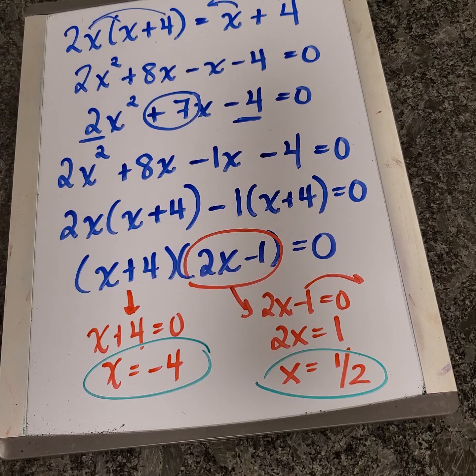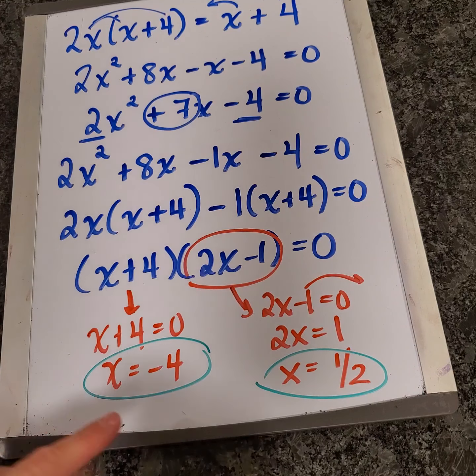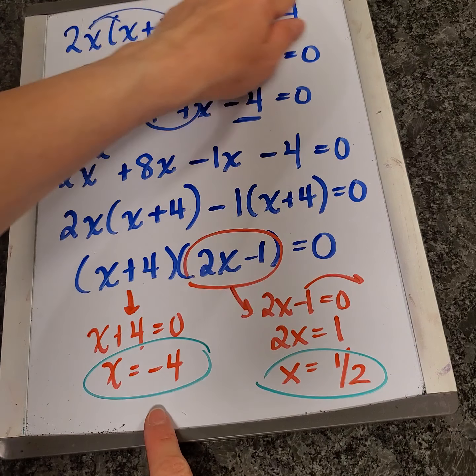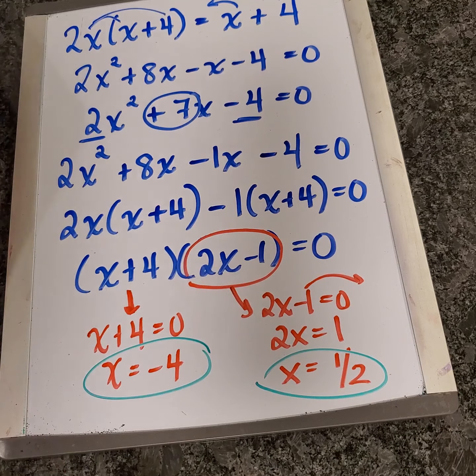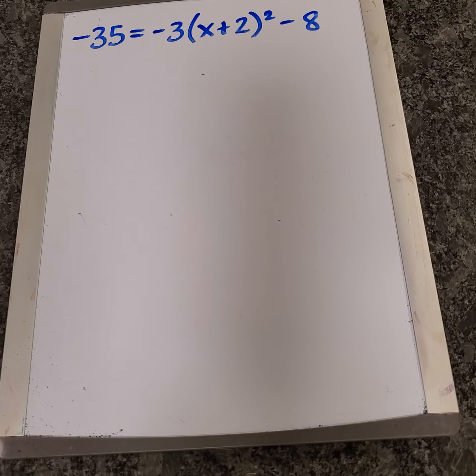that satisfy the equation. And again, on your own, you can pause this video. Substitute x into this equation to make sure left side equals right side when x is -4. And left side will also equal right side when x is 1/2.